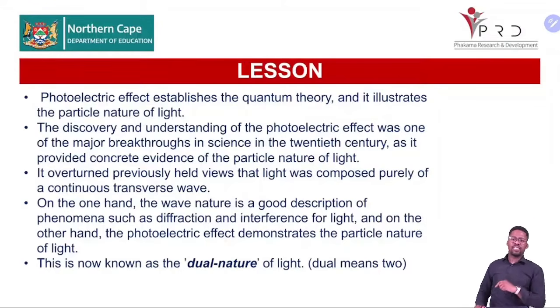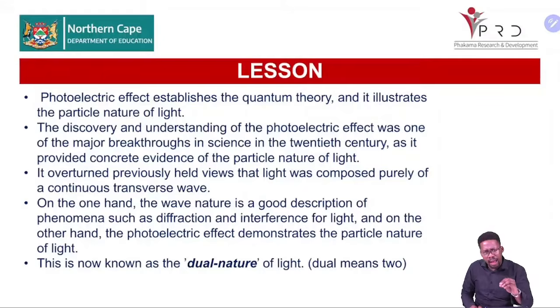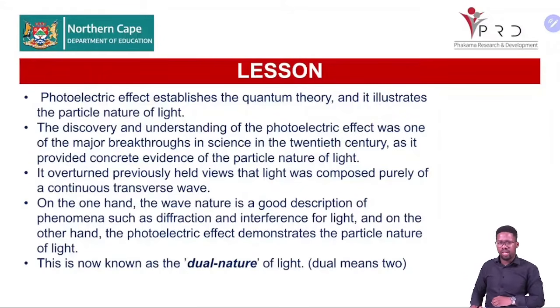The last person to even confirm that light is a wave is a man called Max Planck, who came with a constant value of h, which is called Planck's constant. And the value of it is 6.63 times 10 to the power negative 34. He's one of the men that proved that light is a wave.